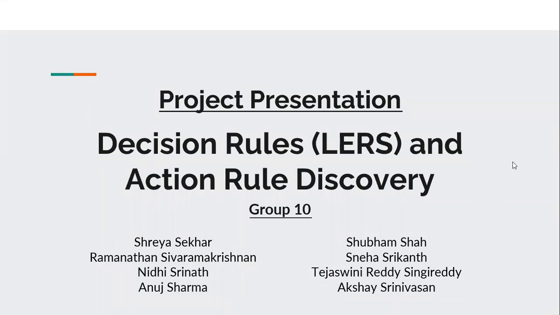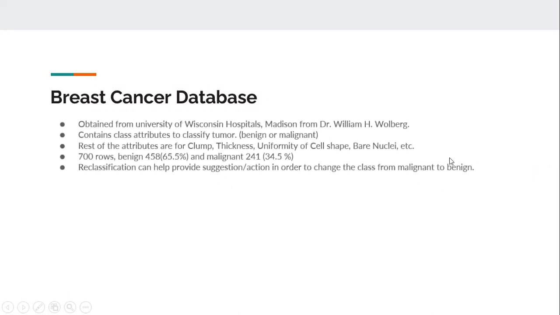Today my topic is a practical example of action rules. The first one is the breast cancer database. Here we are getting this database from a university, and the database classifies whether the tumor is benign or malignant. 700 rows are there.